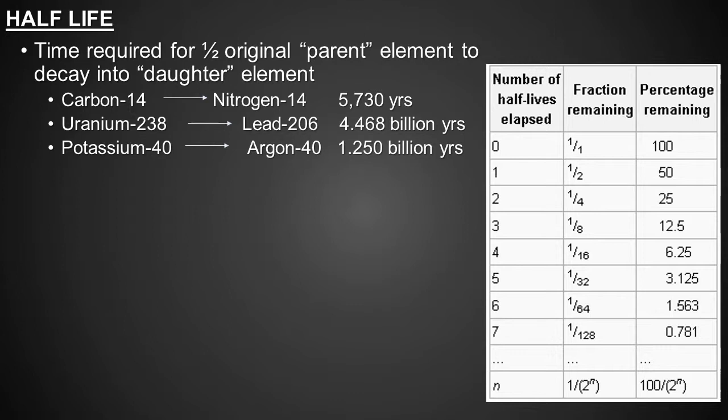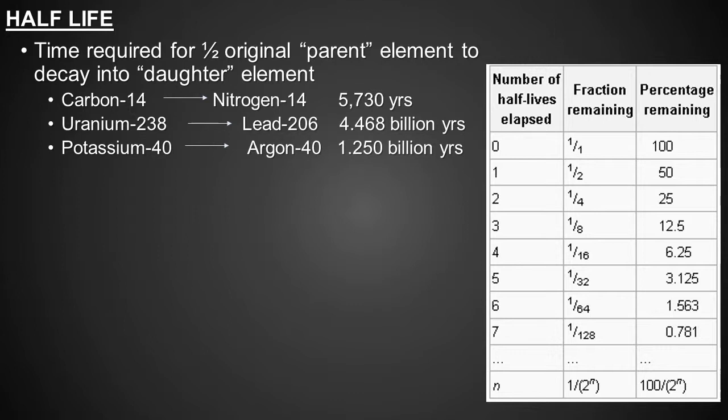The decay from parent into daughter isotopes proceeds with what we call a half-life. The half-life is the time required for 1/2 of the parent isotope to decay to the daughter isotope. For example, if we start with 100 parent isotope atoms and we wait until one half-life has passed, we'll have 50 parent isotopes left and 50 daughter isotopes.